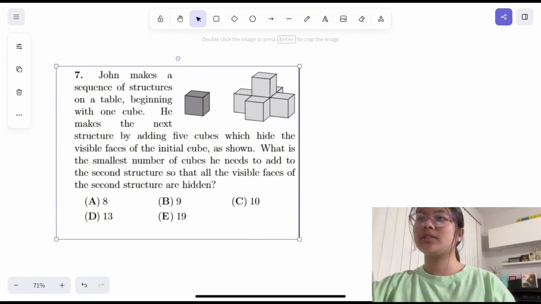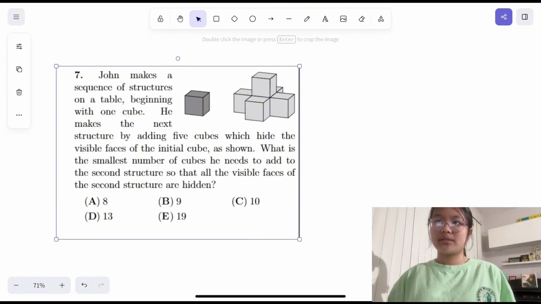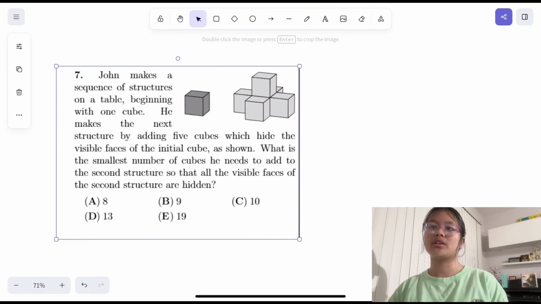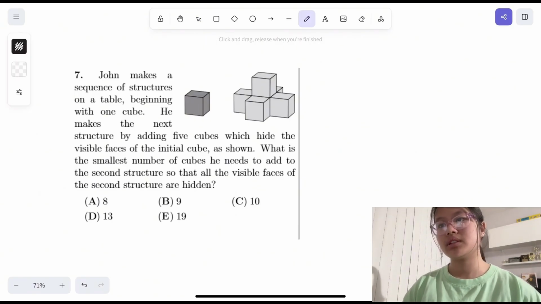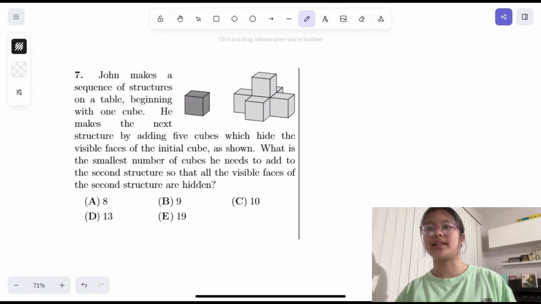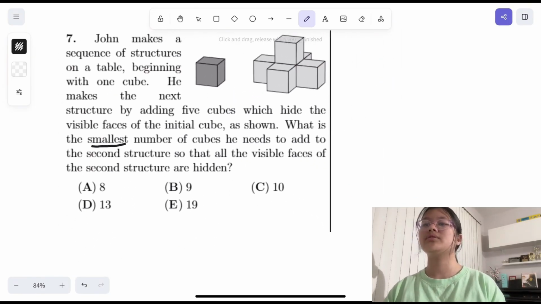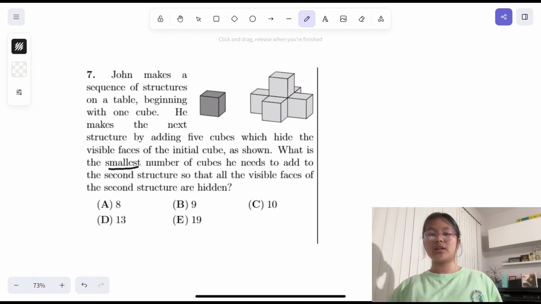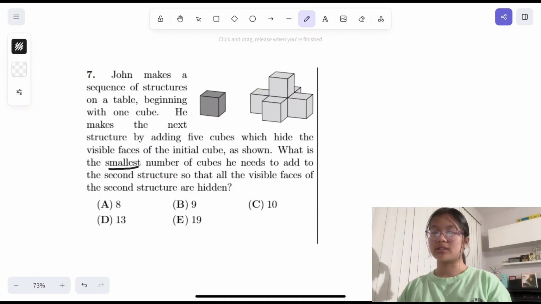Alright, so question number 7. John makes a sequence of structures on a table beginning with 1 cube. He makes the next structure by adding 5 cubes which hide the visible faces of the initial cube as shown. What is the smallest number of cubes he needs to add to the second structure so that all the visible faces of the second structure are hidden? So the keyword is smallest because that's what we're gonna find.